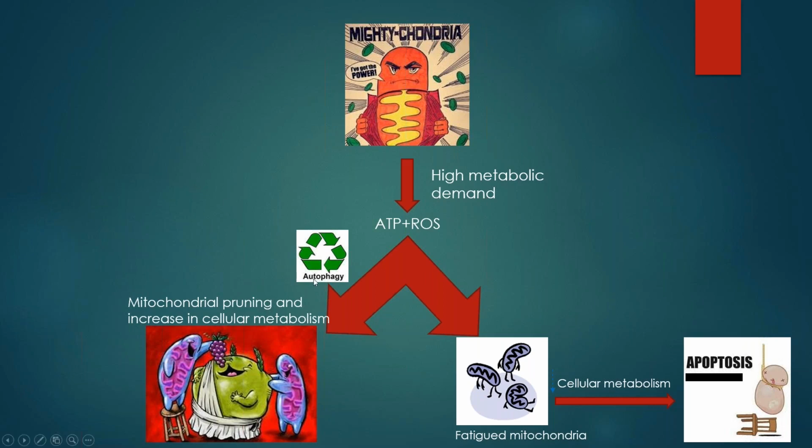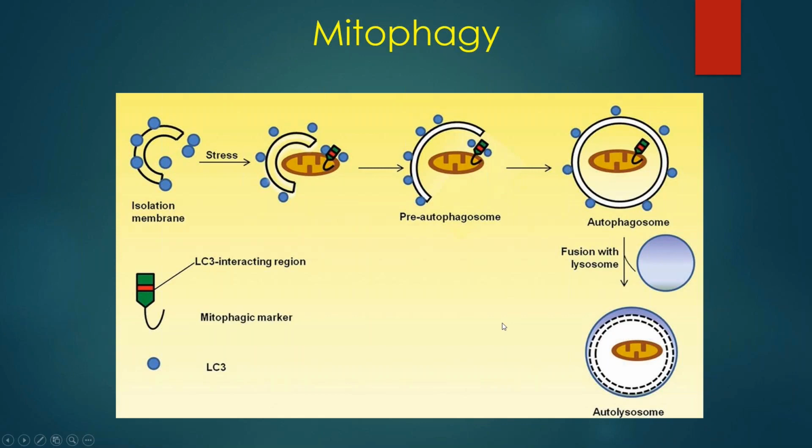So what autophagy is doing, it is doing a mitochondrial pruning. During the process of metabolism, it is picking up all the fatigued mitochondria, all the damaged mitochondria, removing them, so that at any given time you have a good pool of only healthy mitochondria. So you don't have damaged mitochondria lying in your cells which can induce apoptosis. And this is what the process known as mitophagy is.